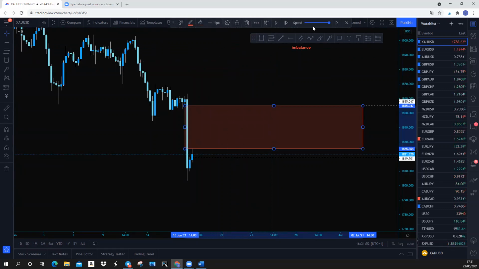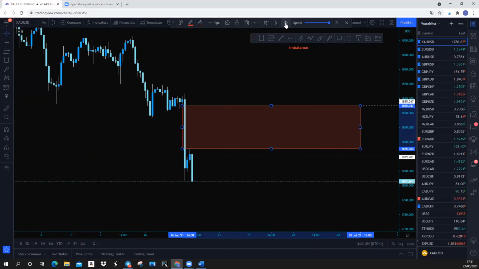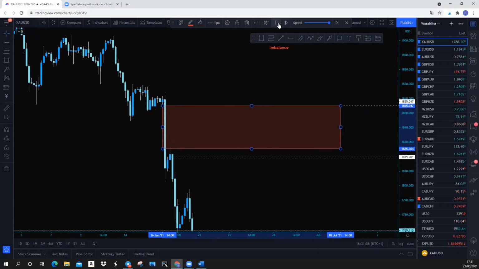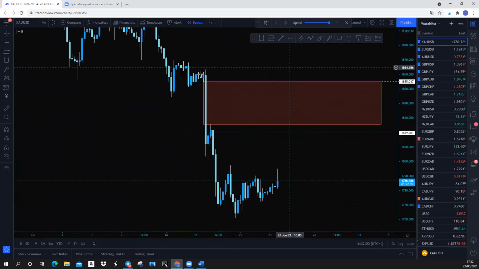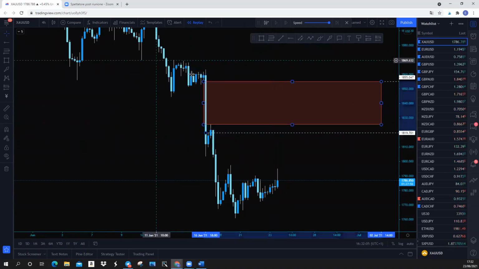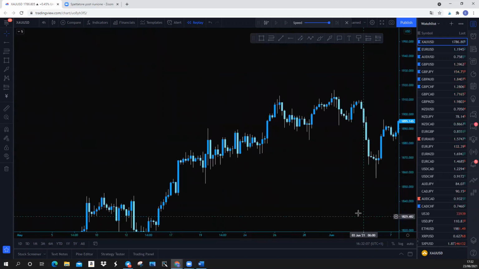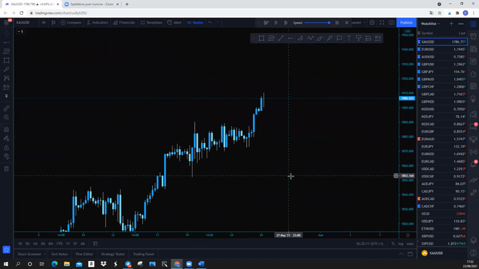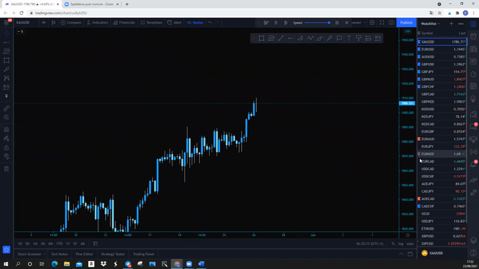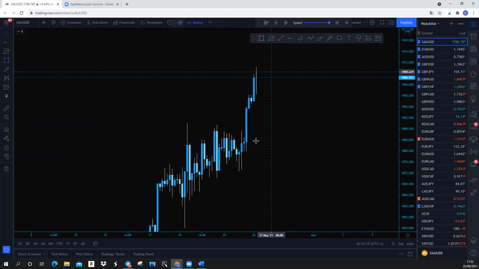Now if we keep going, right now we haven't filled the imbalance, but we could fill it in the future. This is left imbalanced. Now let's go to another example, like right here. The market moves and it's leaving behind imbalance areas. So this candle before and candle after is all imbalanced.